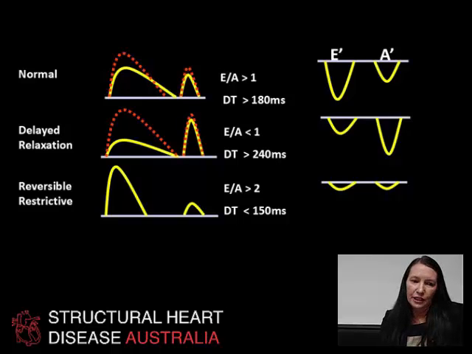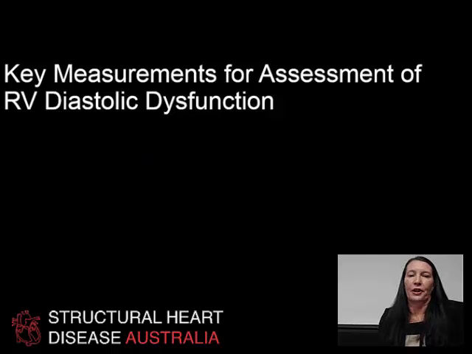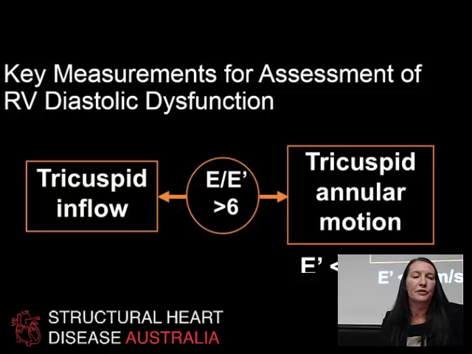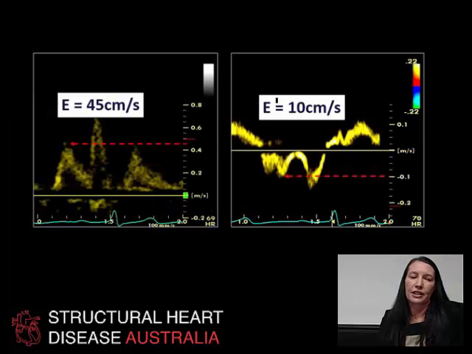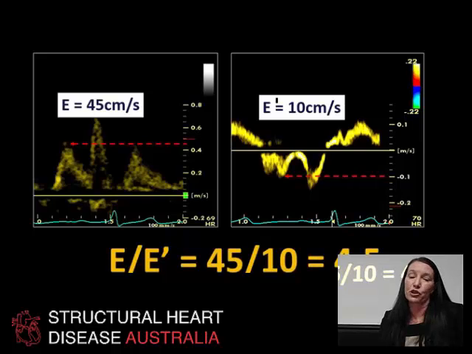And then we have reversible restrictive. Take a breath, the decel time gets shorter, but the E doesn't change, and you can see the E prime and the A prime are very, very low. And irreversible restrictive, nothing really changes, they're just breathless. So, what are the key measurements? E over E prime we can use, with tricuspid inflow without inspiration, and tricuspid annular motion with an E prime. Just as an example, that's how we measure it. So in this patient it's normal.